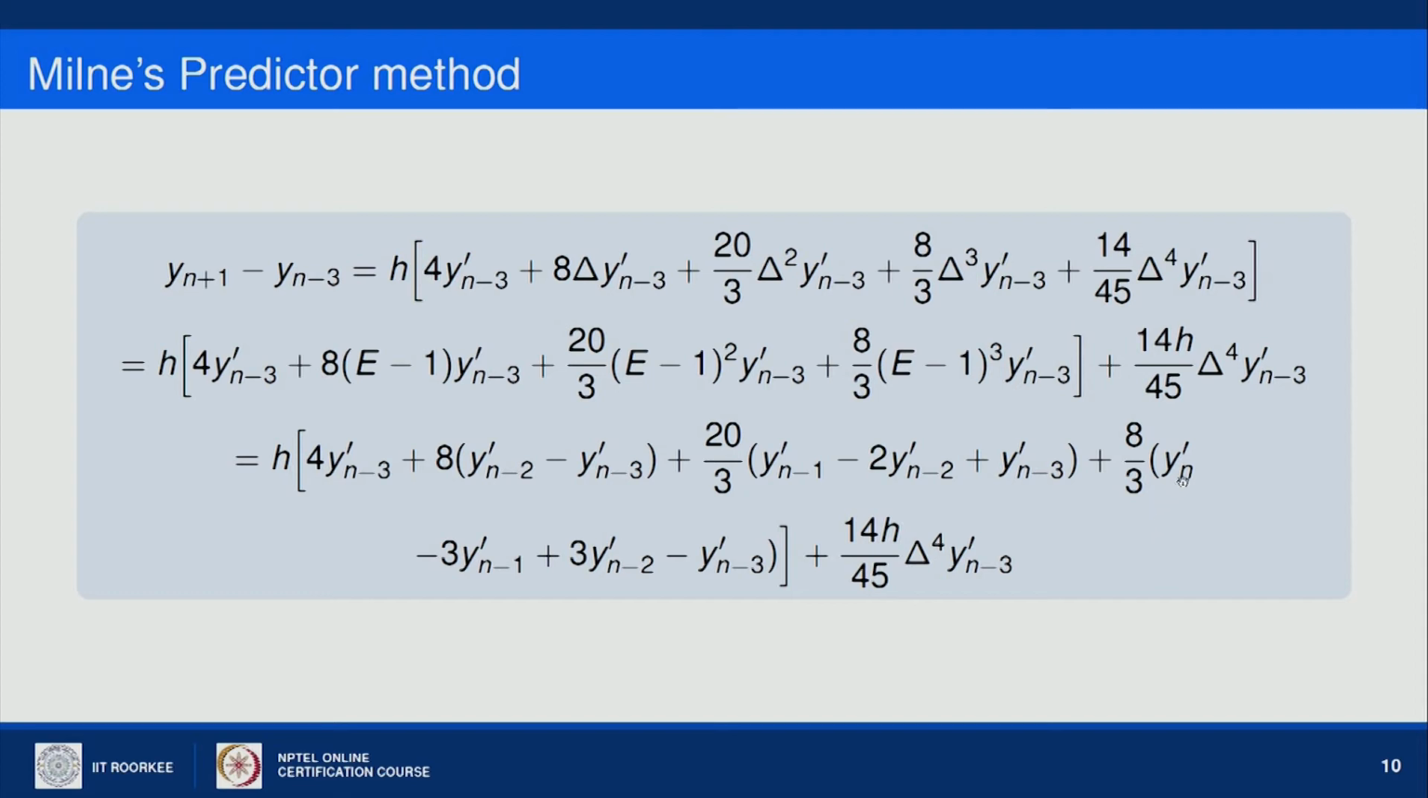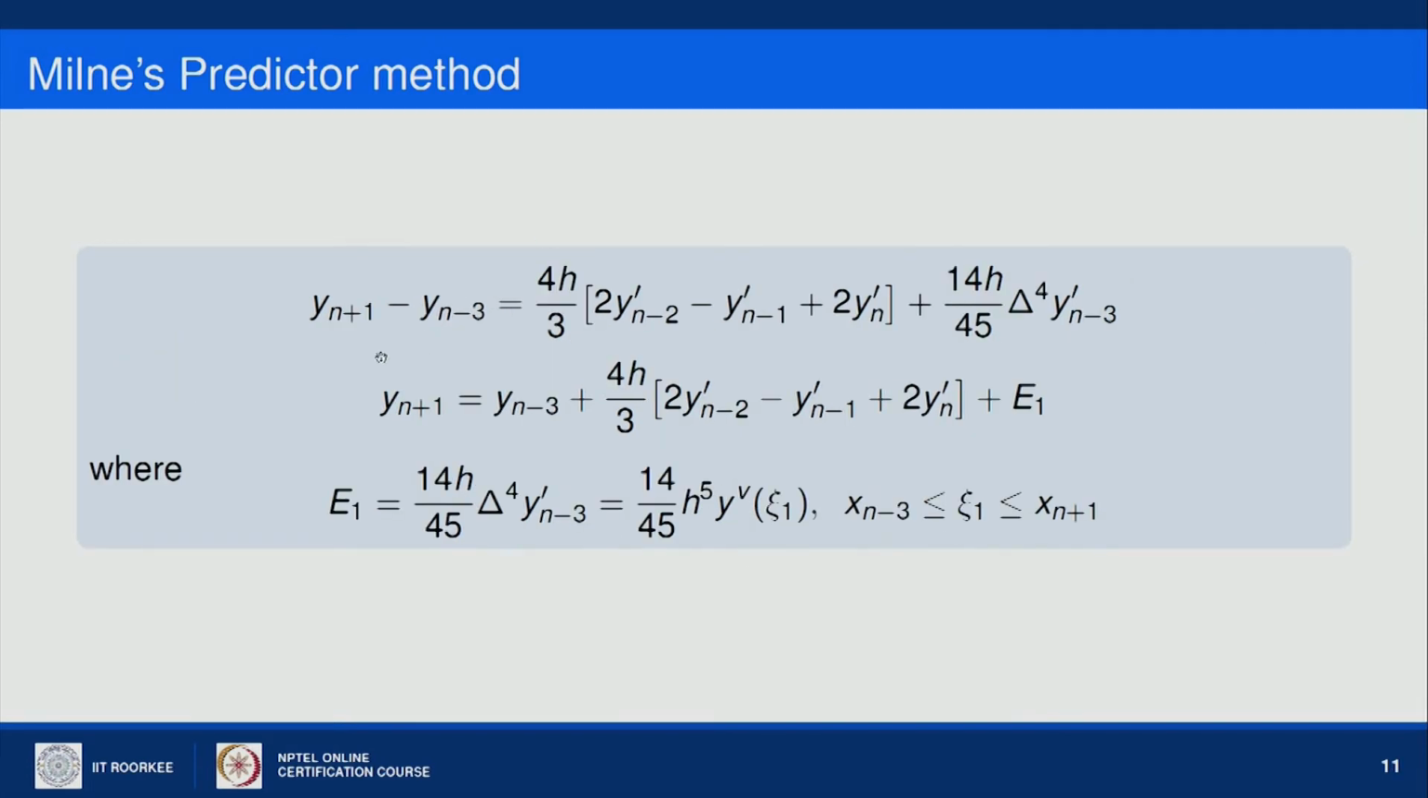And similarly for this term I will get 8 by 3 into y prime n minus 3 times y prime n minus 1 plus 3 y prime n minus 2 minus y prime n minus 3, and then this term which we have taken out already, that is 14h upon 45 del 4 of y prime n minus 3. Now, after simplification, here we are having 4 times y prime n minus 3, here minus 8 times y prime n minus 3. Similarly, here I have 20 by 3 times y prime n minus 3, and here minus 8 by 3 times y prime n minus 3.